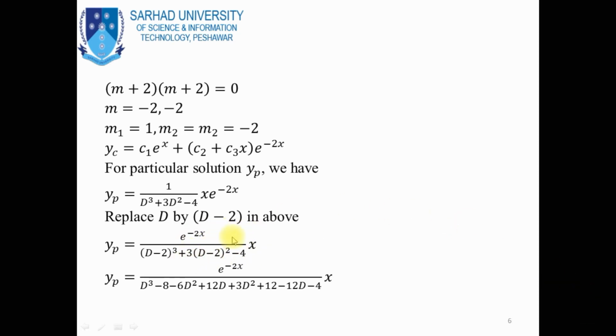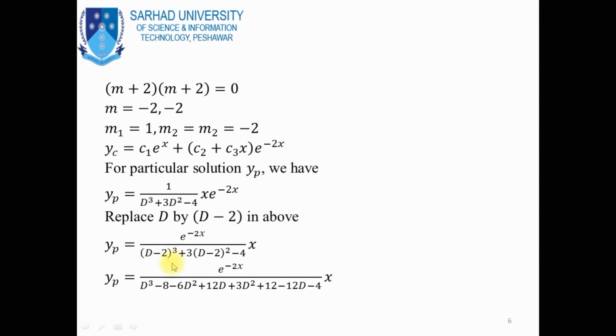So dear students, note that you see over here, take out e power minus 2x and replace d by d minus 2. Actually this is d plus a, but the value of a is minus 2. That's why we replace d by d minus 2. So d minus 2 whole cube plus 3 into d minus 2 whole square minus 4 into x.